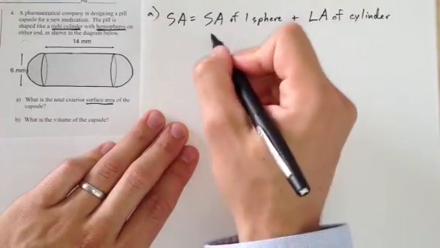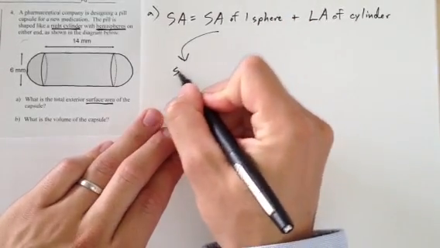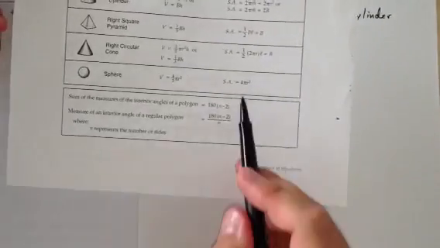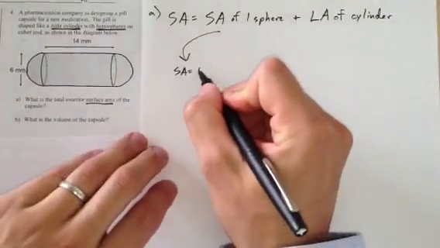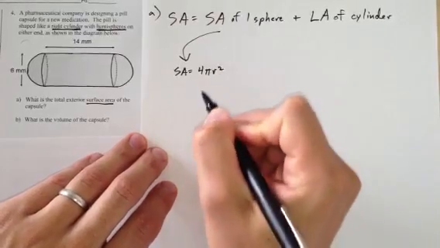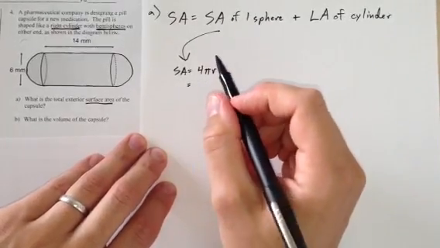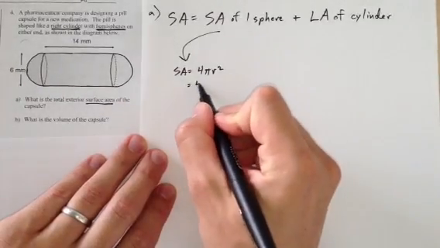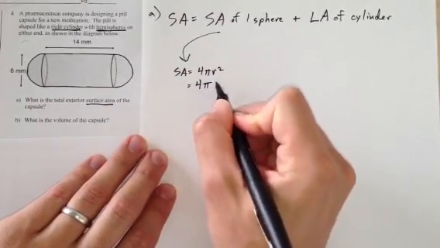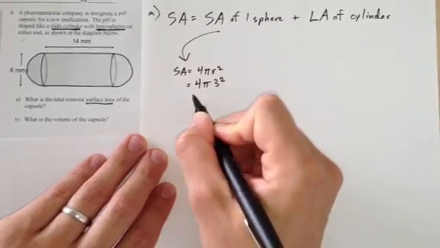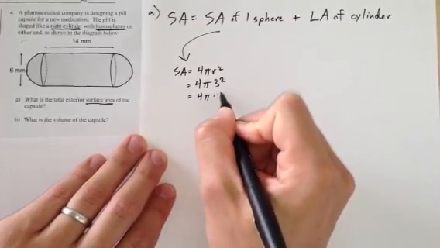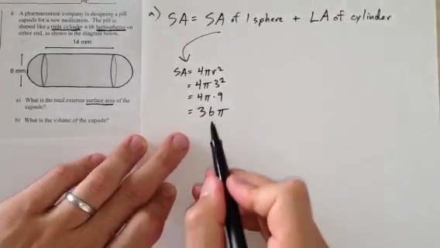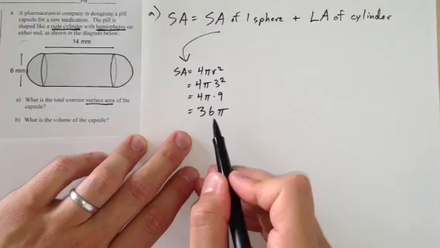So let's do the surface area of the sphere. The surface area of the sphere, which we know, it's on our formula sheet, is 4 pi r squared. So if I plug in r in my diagram, it looks like the diameter is 6, which means my radius is 3. So this is 4 pi times 3 squared, which is 4 pi times 9, which equals 36 pi. So my surface area of the sphere is 36 pi.